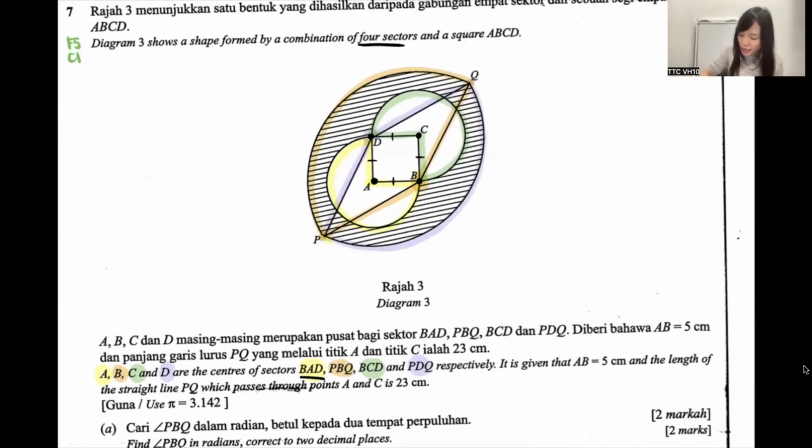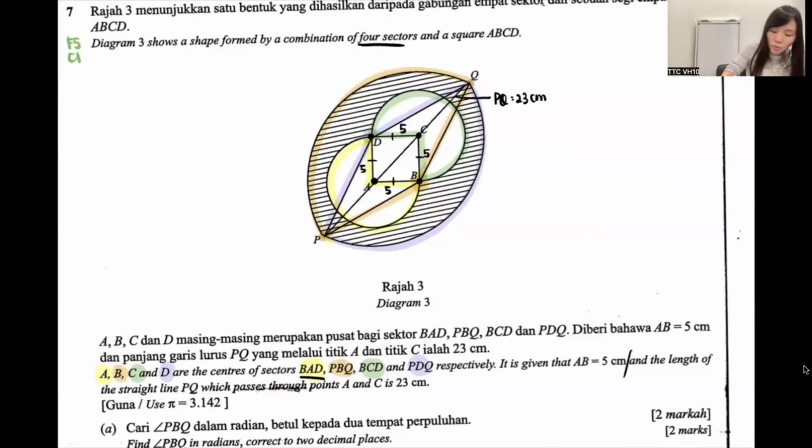Next one they say, AB is 5 cm. Okay, A to B is 5. If this one 5, of course this one 5, of course this one 5, of course this one 5. Every corner is 5 because they are square. And the length of the straight line PQ, which passes through A and C is 23. So they try to tell me this one whole line in the middle here is 23. Okay, I write nicely. PQ is 23 cm. Okay, that's all. This is every single thing they say.